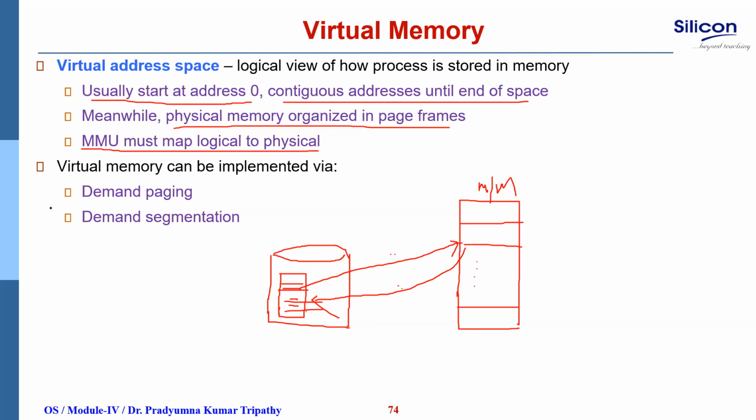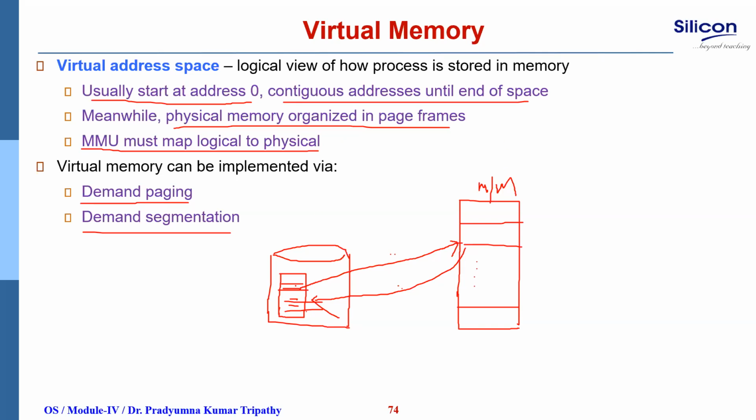So this can be implemented in two ways. One is demand paging and the other is demand segmentation. The short definition of demand paging is that a page will not be loaded to the memory unless and until it is being demanded. I repeat: a page will not be loaded to the memory unless and until it is being demanded.